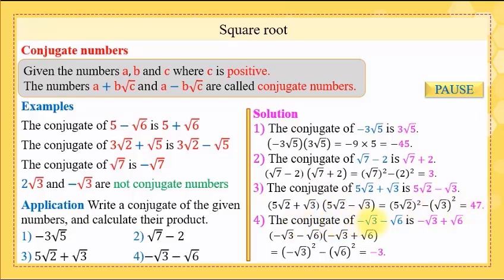The conjugate of minus radical 3 minus radical 6 is minus radical 3 plus radical 6. Here also we change the sign of radical 6 from minus to plus and we keep the sign of radical 3 minus. Of course, we can keep the sign of radical 6 minus, but change the sign of radical 3 from minus to plus. And then finally we multiply these numbers to get minus 3.